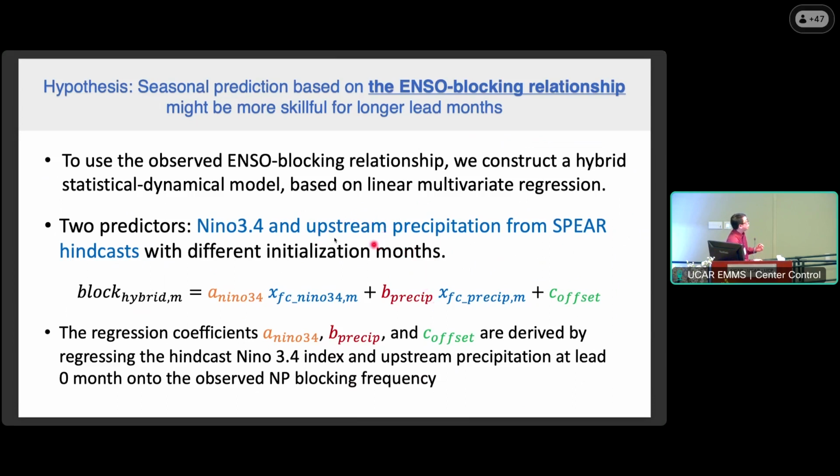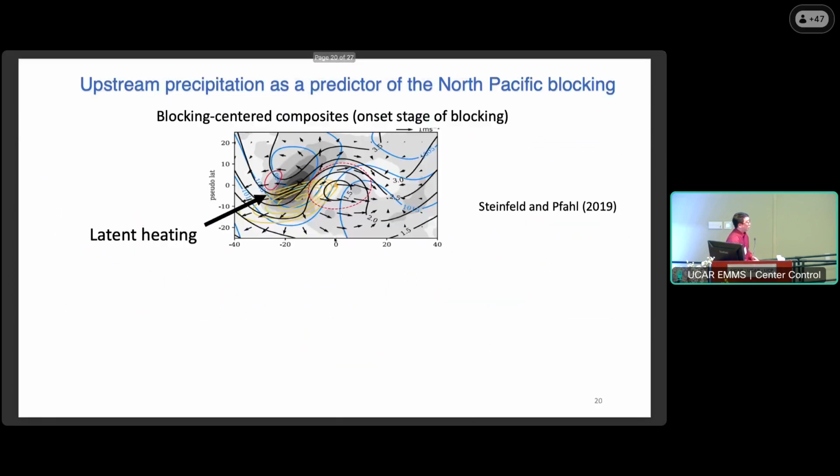So in doing so, we can utilize the observed relationship between ENSO and blocking, and also make a seasonal prediction based on the dynamical predictors. The reason we use upstream precipitation as a predictor of the North Pacific blocking is because it provides significant prediction skill. And mechanistically, I think we will discuss more in the next session. Steinfeld et al. showed that the upstream latent heating also significantly contributes to the formation and the amplification of blocking through this divergent outflow.